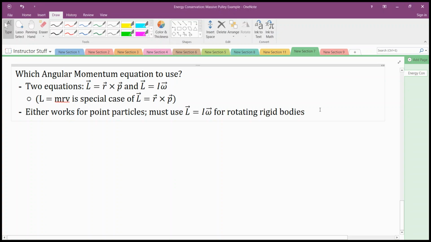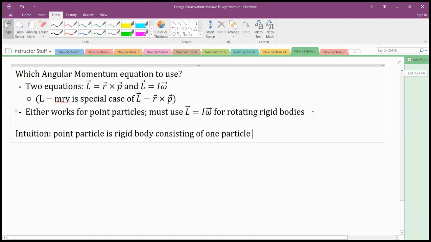For point particles, you can use either formula to calculate its angular momentum. However, if you have a rotating rigid body, then you must use the I omega version. So either one for point particles, I omega for rigid bodies. If you have a rigid body, you must use I omega. If you have a point particle, you may use either one. A point particle is nothing more than a rigid body that consists of just one particle.